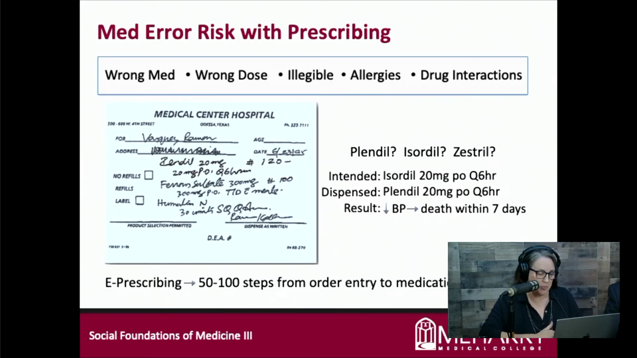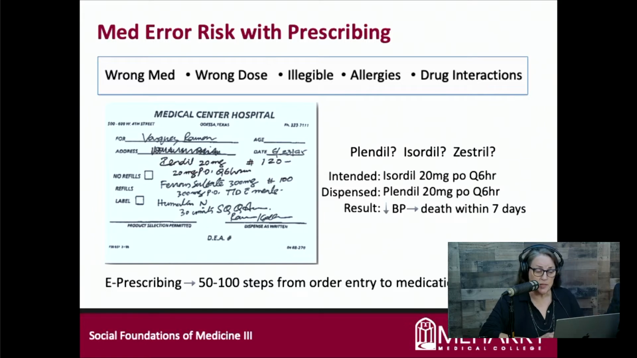This image is an example of the problem that can be faced when you have legibility issues. This particular prescription, it is really difficult, if you look at the first medication, to tell what the medicine is they're writing for. Did they write for Plendil? Did they write for Iserdil? Did they write for Zestril? Of note, all three of those are from different drug classes. So it is a big deal if they're confused.